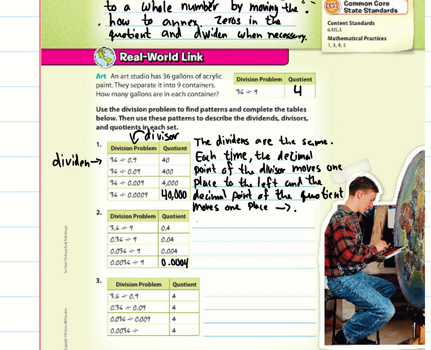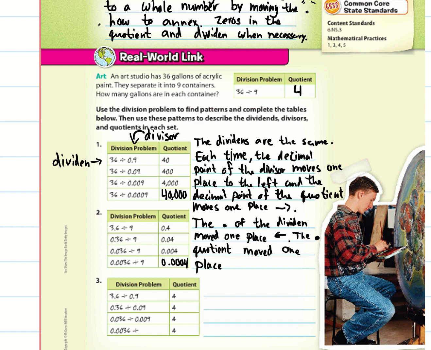So this time we're going to say the decimal point of the dividend moved one place to the left, and the decimal point of the quotient moved one place to the left.